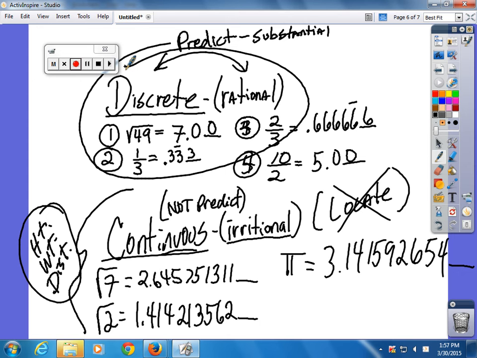Counting is discrete. Third try, you got it. Now, I just went over this.